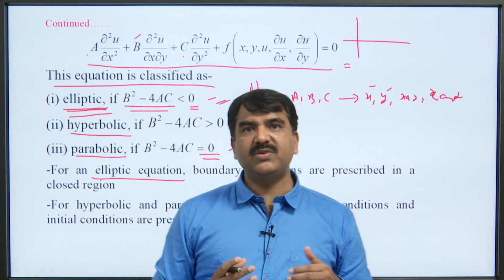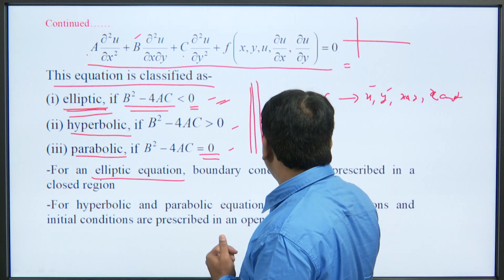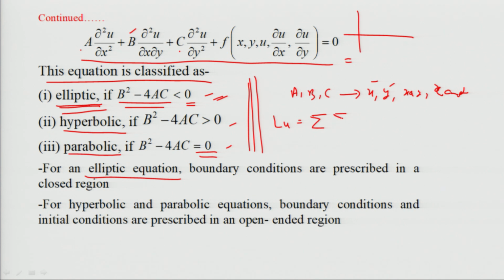If we consider a second order differential equation of more than two independent variables, like if we write Lu is equal to the summation of a_ij del u by del x_i del x_j, plus lower order terms, then this is also a representation of a second order differential equation where the number of independent variables is more than 2. In this case, this is the coefficient matrix.